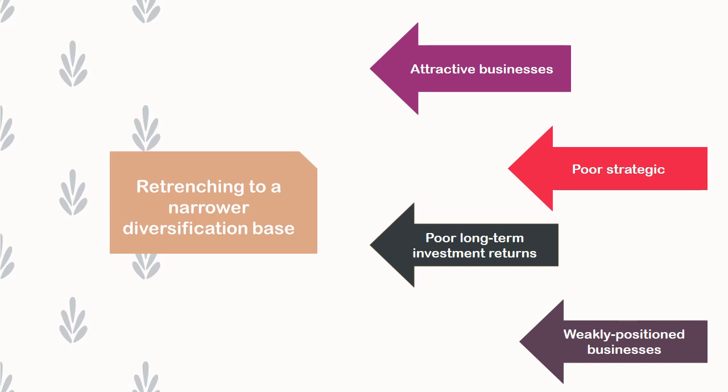Third, retrenching to narrow the diversification base. Retrenchment to focus resources on building strength in a few businesses requires divesting or eliminating once-attractive businesses in deteriorating markets, businesses that will have a poor strategic or resources fit in the future portfolio, a cash hog business with poor long-term investment return potential, and weakly positioned businesses with little prospect for earning a decent return on investment.